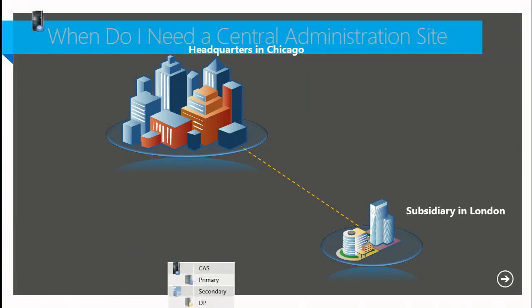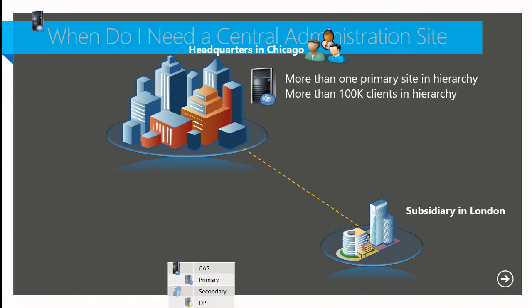And then finally, let's talk about that central administration site. This is when you need a central administration site: more than one primary site in your hierarchy, which is what we're trying to stress here, when you go over 100,000 users. Jason had listed a couple of caveats in there when you might need an extra primary site, but that's when you need a central administration site, if you're over 100,000 users.